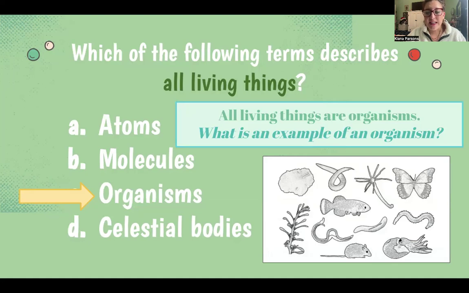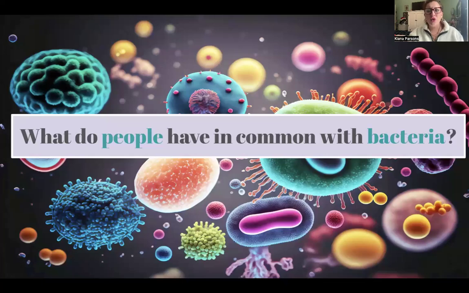You can see some in the picture here. We have, I think, some fish, an eel maybe, or a sea worm, a butterfly, a rat, a squid, some seaweed. We are organisms, dogs and cats are organisms. So, what do all these organisms have in common? Because bacteria is a living thing. People are considered widely the most complex, perhaps maybe because we're conceited. But what do we have in common with bacteria?